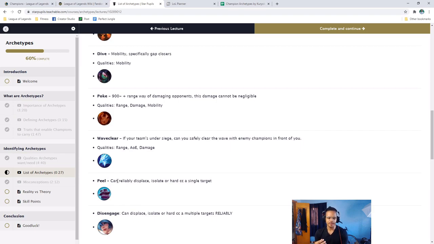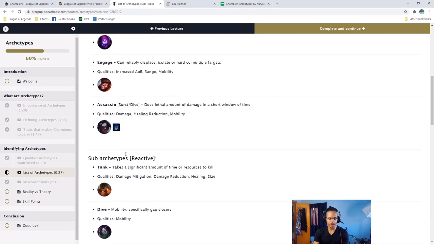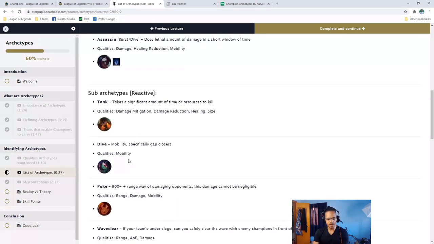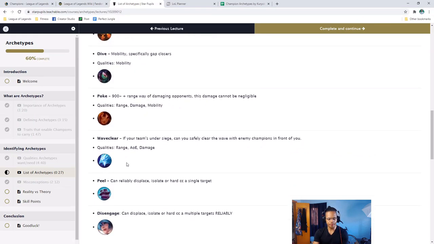Pill and engage, disengage are just the opposite of pick and engage. You just have to be able to reliably do whatever we talked about, but defensively, right? So I put Braum as a good pill because while his ultimate theoretically can knock people up and start a team fight, it's much easier for Braum to do his job defensively.